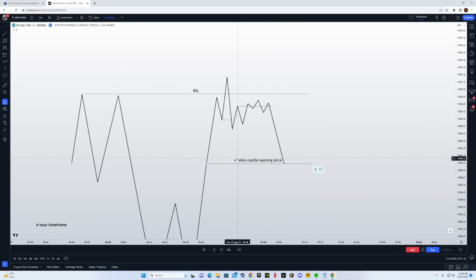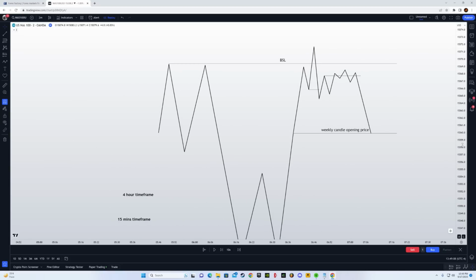Make sure to take some partials when you're going to target the weekly candle opening price. I only take 1 to 2 and I'm out of the markets. So let's move on to the examples now.